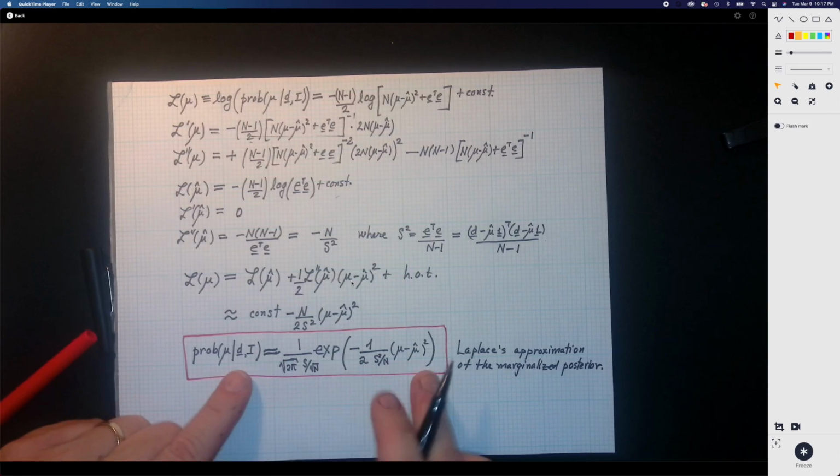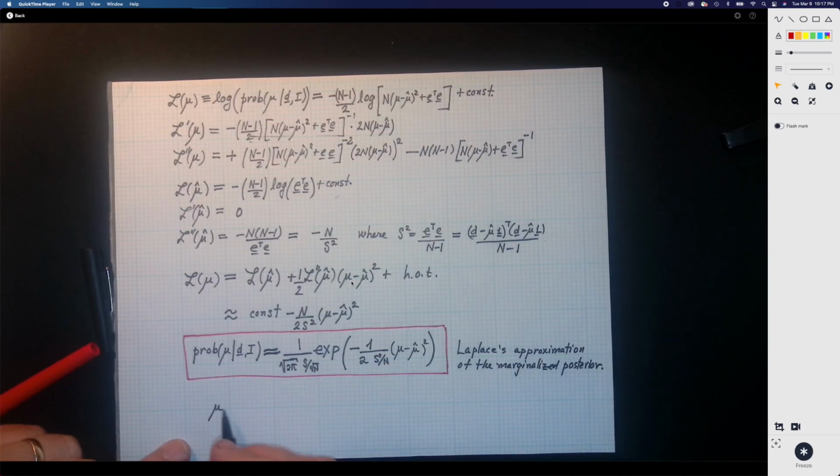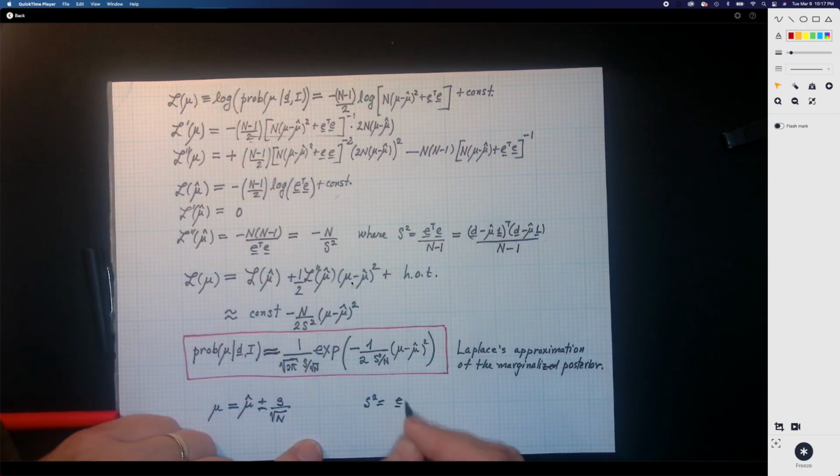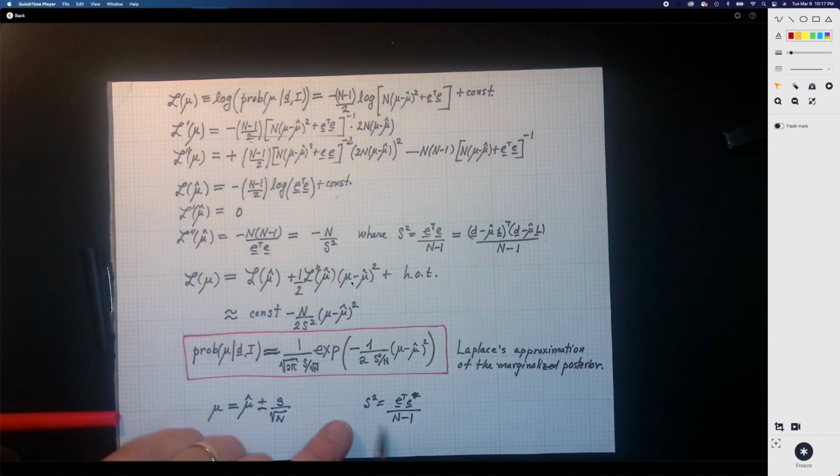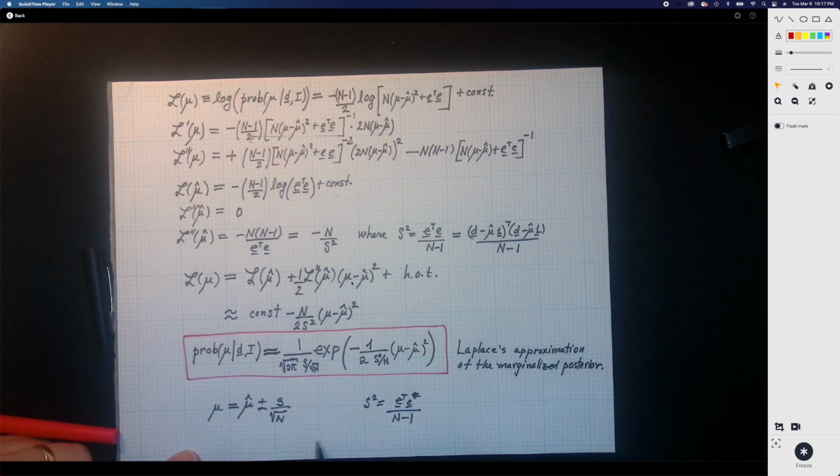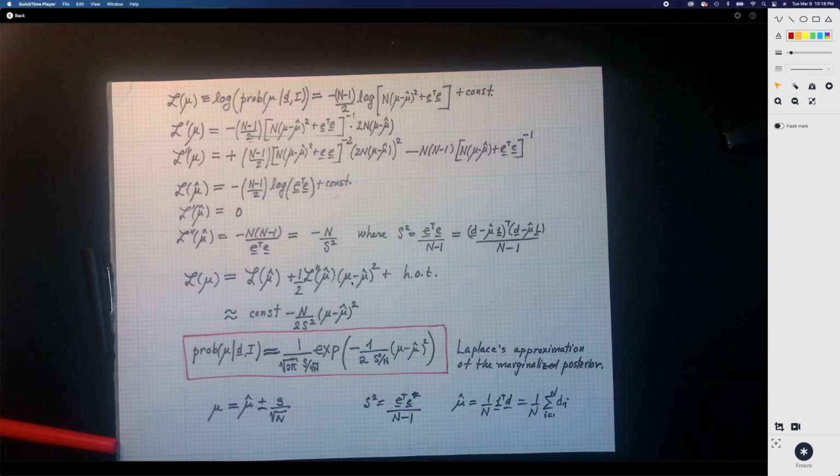So we can write an error bar and the best estimate. So mu is equal to mu hat plus or minus s over root n. And these are going to be our error bars. And that's an estimate of the variance. And mu hat, of course, is just the plain average, right? Mu hat is equal to 1 over n, 1 transpose d. This is the sum of the squared residuals.